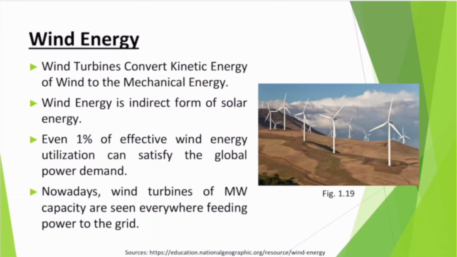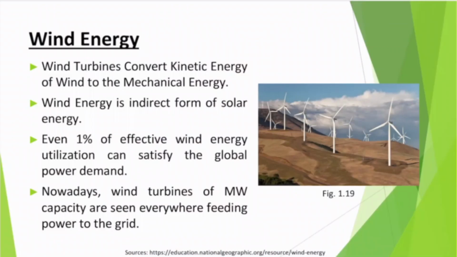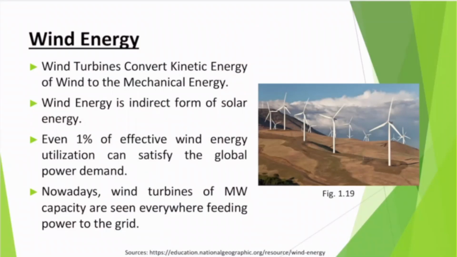Now, similarly, we can also capture one more renewable energy source, that is wind, and try to understand the basic principle based on which wind energy is generated. Wind turbines convert the kinetic energy of wind to mechanical energy. The turbines rotate because of wind flow, and through this electric energy is produced. So, there is a machine. The nature of the machine we will talk about in due course of time. Wind energy is an indirect form of solar energy. Here, nature rotates the wind turbines, and then you get electricity.